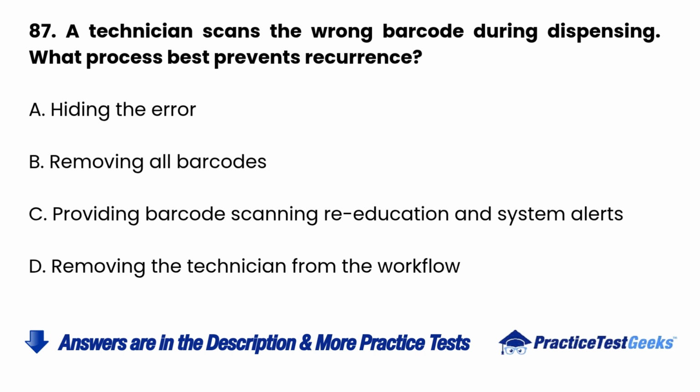87. A technician scans the wrong barcode during dispensing. What process best prevents recurrence? A. Hiding the error. B. Removing all barcodes. C. Providing barcode scanning re-education and system alerts. D. Removing the technician from the workflow.